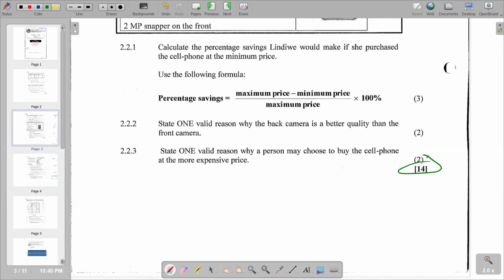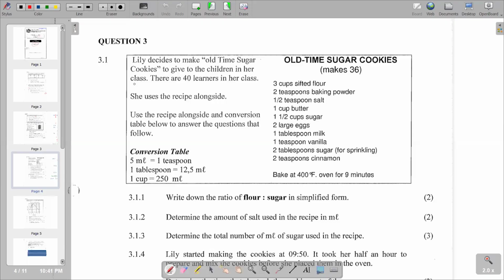So obviously, we now need to move to question 3. So question 3 reads, Lily decided to make old-time sugar cookies to give to the children in a class. There are 40 learners in a class. Use the recipe alongside a conversion table below to answer the questions that follow.